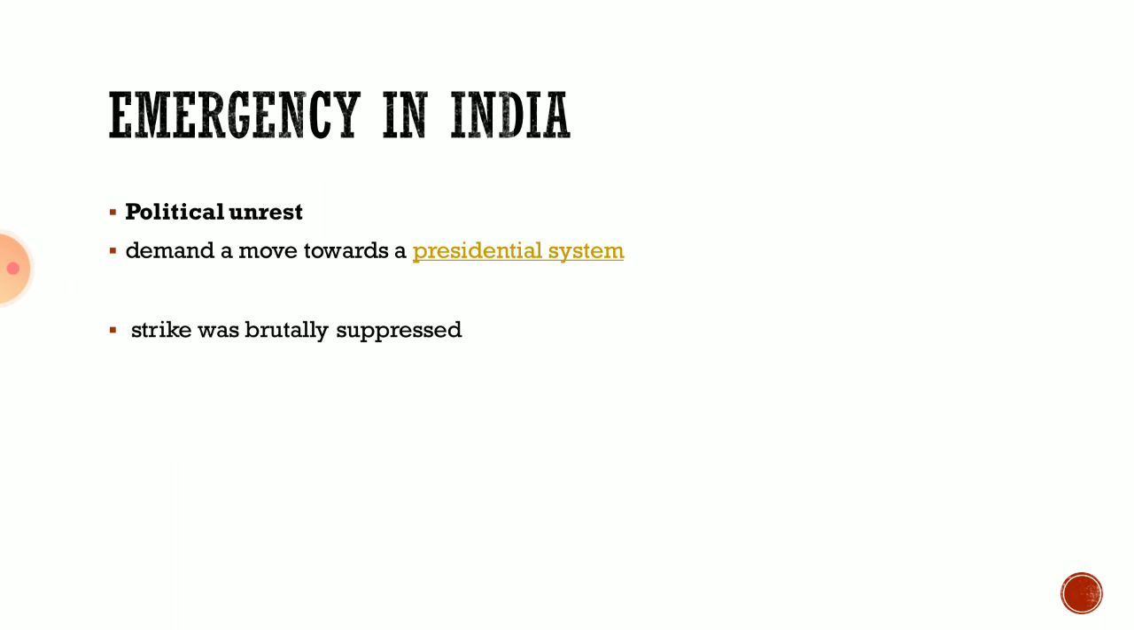So you know now that in the USA we have the presidential system, and the power of the elected executive, who is at present Joe Biden, is very powerful. Okay, so the most significant of the initial such movements was the Nav Nirman movement in Gujarat.